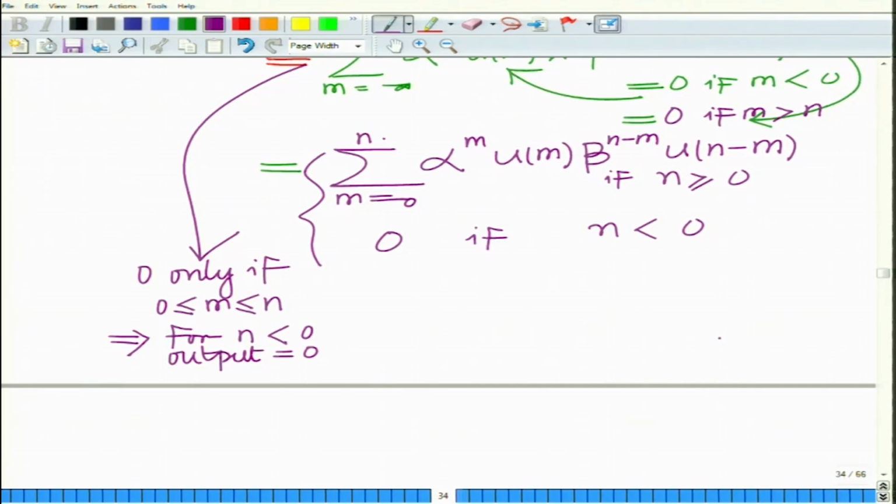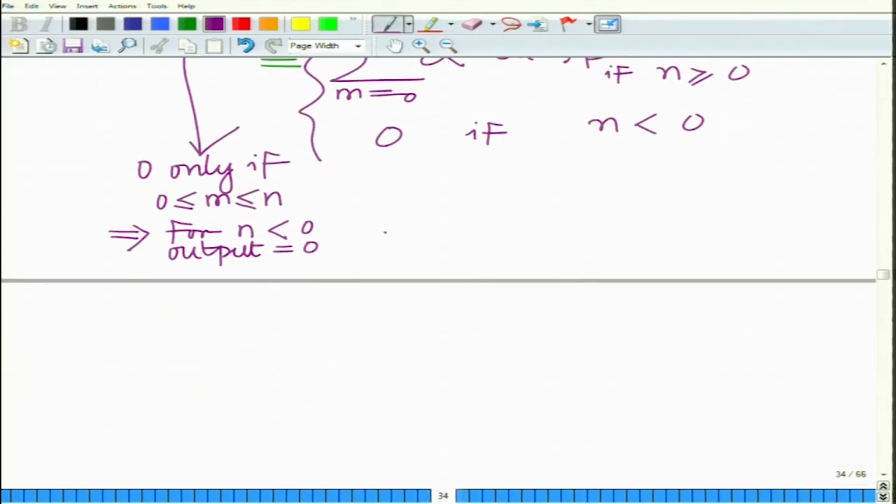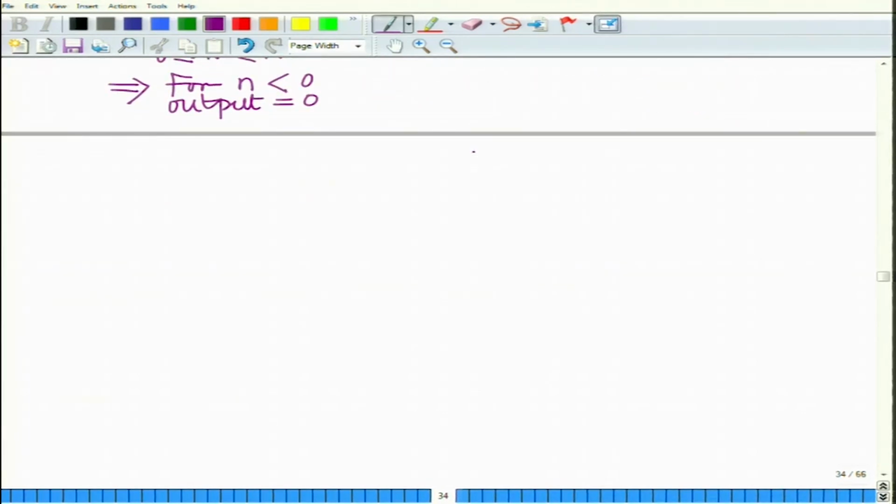And you can also see this from the nature of the input signal and the impulse response, because the input signal is causal, that is it is 0 for n less than 0. The impulse response is causal, that is it is 0 for n less than 0, and therefore, the output is naturally going to be causal, that it is non-zero only for n greater than or equal to 0 and 0 otherwise. Now, we simplify this further.